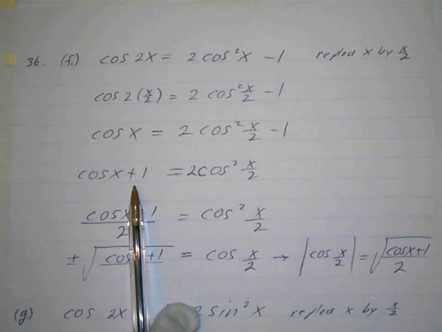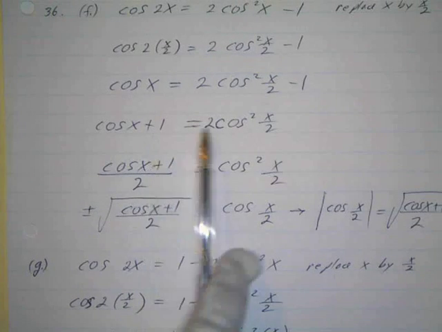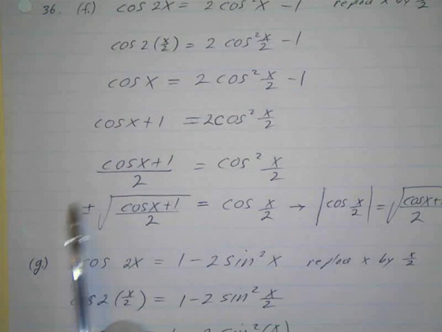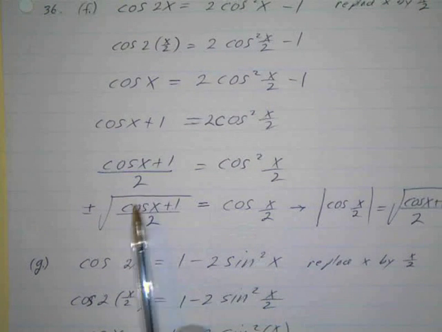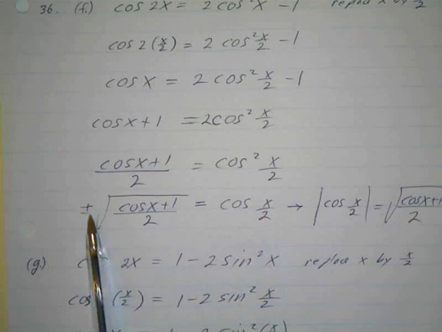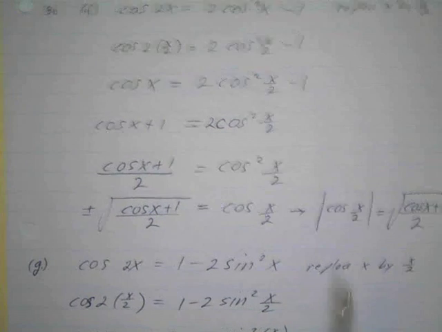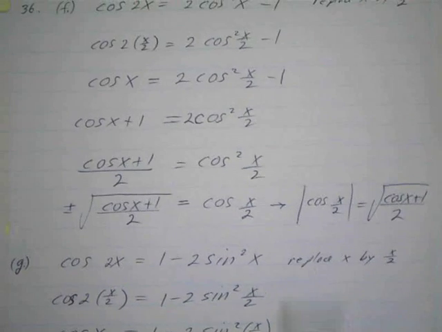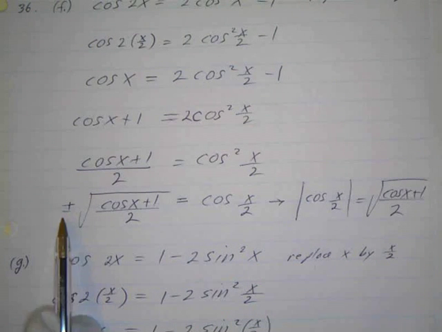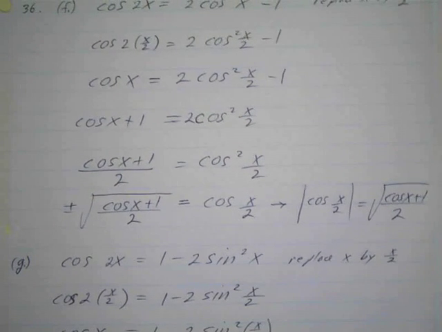Then I added 1 to both sides. Then I divided both sides by 2. And then I take the square root of both sides. And usually we see it in this form. Cosine of x over 2 equals plus or minus the square root of cosine of x plus 1 over 2. But for some reason they wanted the absolute value, so we write it like this. We just take the absolute value of both sides. If I take the absolute value of the plus or minus, it's always going to be positive, so that takes care of the plus or minus.